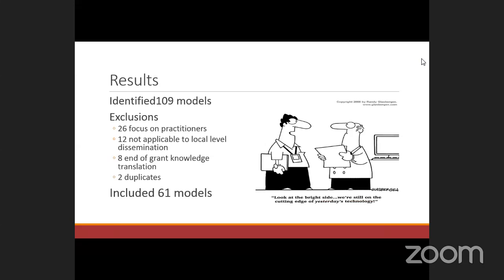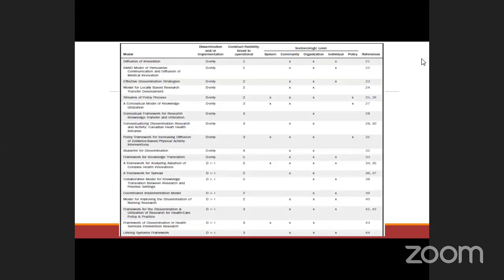So we found initially 109 models. We ended up excluding several. A number of those were excluded because they focused more on the practice of dissemination and implementation as opposed to dissemination and implementation research. I'll come back to these 26 models that we excluded in a minute. But in the end, we included 61 models in our review. We've created a couple of different resources for those. In our paper we have a table that lists out each model and how it's categorized. I'm just going to go quickly through these because what I want to get to is our website, which I think is possibly more useful than the tables in the paper.